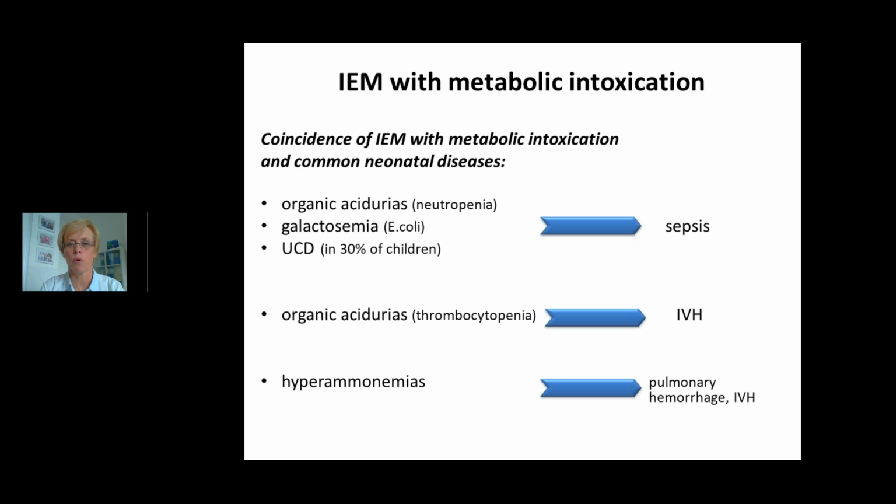So in such a case, we will have two situations, sepsis and inborn errors of metabolism. Children with organic aciduria, due to bone marrow suppression and thrombocytopenia, may develop intraventricular hemorrhage, so they may have a hematological presentation, and the same may be with children suffering from different kinds of hyperammonemias.